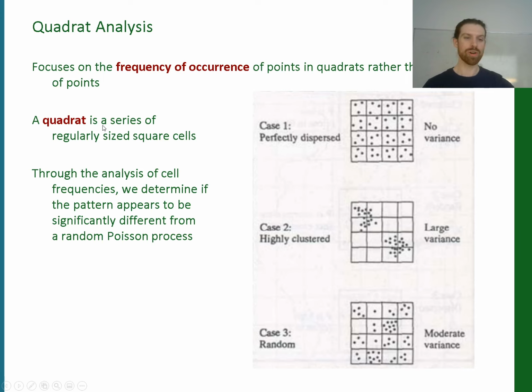As I mentioned before, the quadrat is a series of regularly sized square cells. That shouldn't be new to you. Okay, and we're able to understand if the actual distribution of points that we have is relatively random, or if it is significantly different from that maybe random Poisson process. Okay, so up here we have an example of perfectly dispersed data with no variance. In the second case here we have highly clustered data with large variance. And down here in the third case we just have random data with only moderate variance. Okay.